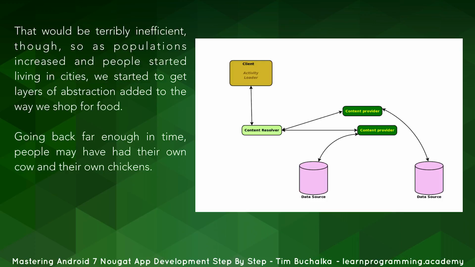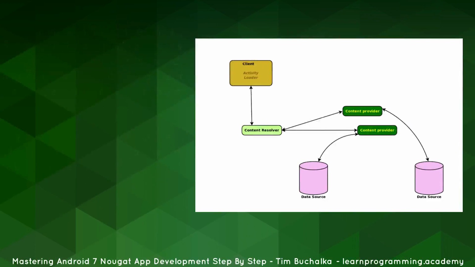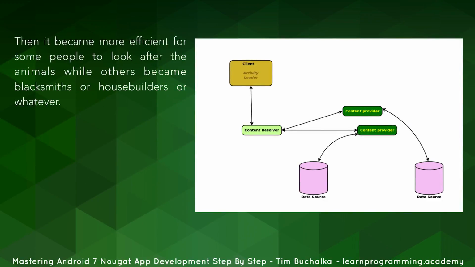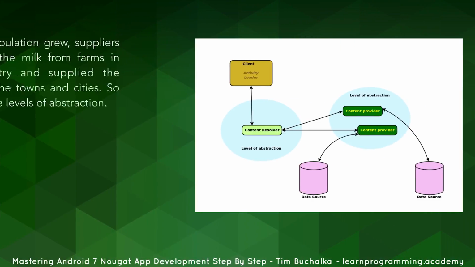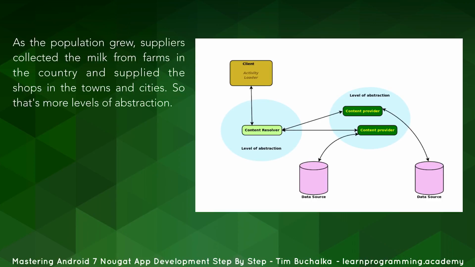But going back far enough in time, people may have had their own cow and their own chickens. But then it became more efficient for some people to look after the animals while others became blacksmiths or house builders or whatever. So now the blacksmiths and the builders are abstracted from the source of their food. As the population grew, suppliers collected the milk from farms in the country and supplied the shops in the towns and cities, so that's more levels of abstraction.